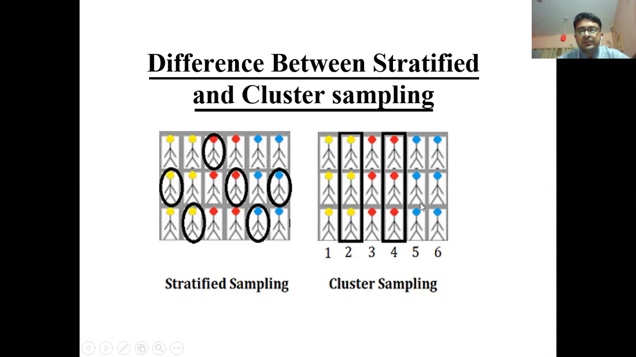Now, if we talk about cluster sampling, there are 1, 2, 3, 4, 5, 6 clusters made by the researcher. In this, the researcher has chosen the second and the fourth. This cluster will be completely selected as a sample, and the fourth one will be wholly selected. So only two clusters are chosen by the researcher, and the researcher will collect the data from these two samples.